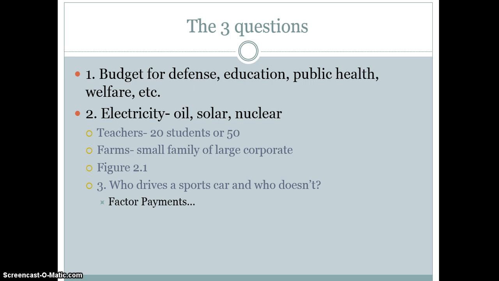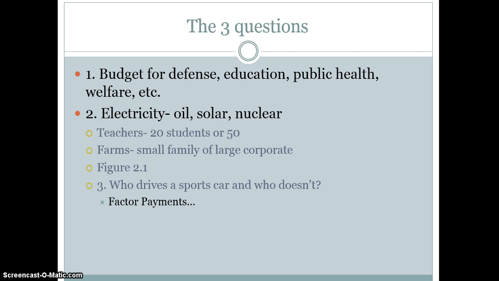Another example, teachers in the classroom. Are they going to have 20 students? Are they going to have 50? When your school district looks at how many teachers it can have and what their salary is going to be, that's how it weighs out how many students will be in each class. Not to mention you have to take into account what's best for the student and what's best for the teacher.